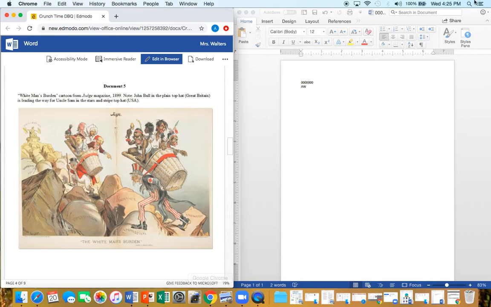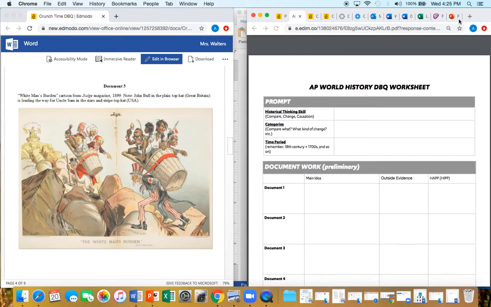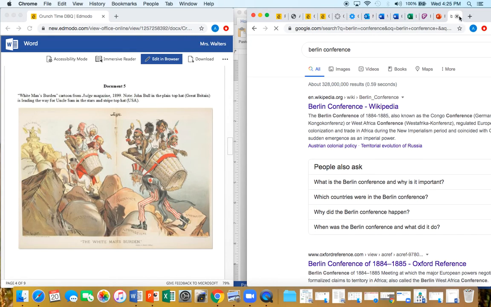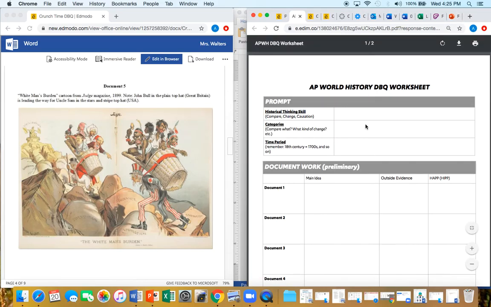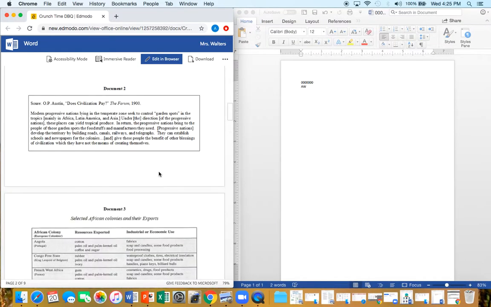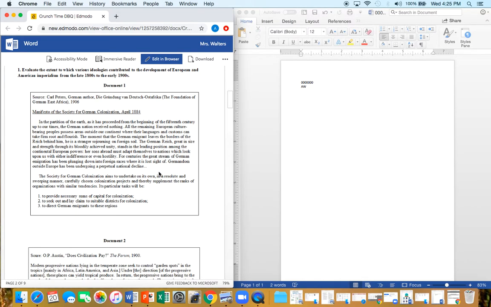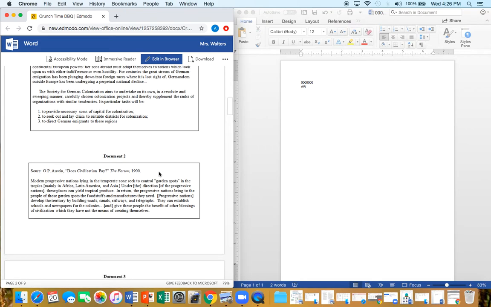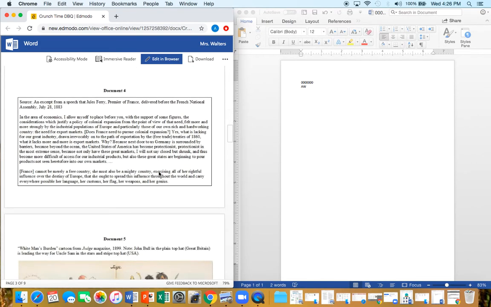So Berlin Conference was 1886, right? See, this is how you can use Google, but you don't want to like really use it. 1884. Okay. So for context, I'm going to do, or for source analysis, I'm going to do document 1, but I'm going to do context. And this was written in the time of Berlin Conference. So it makes sense that Germany feels like they can go into these other regions and that they have a right to, because Berlin Conference split up Africa. Then document 4.